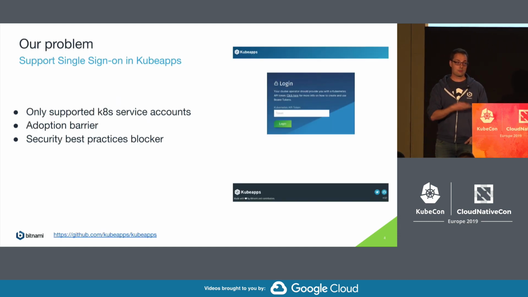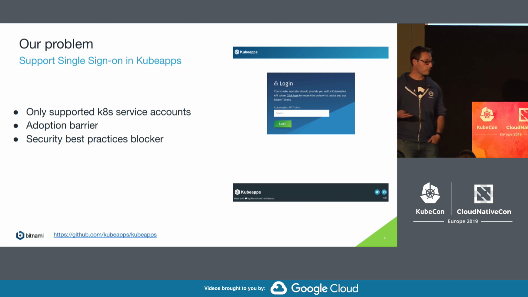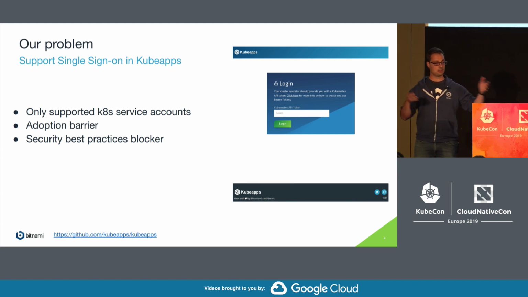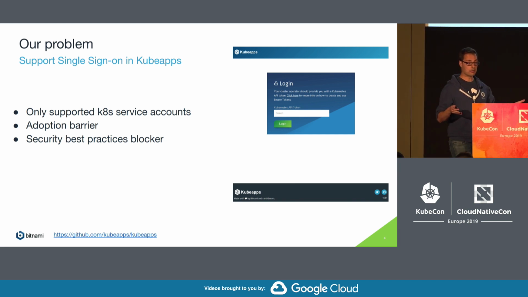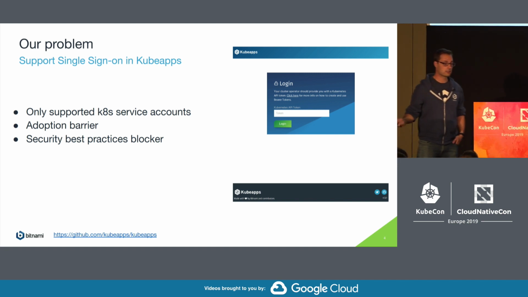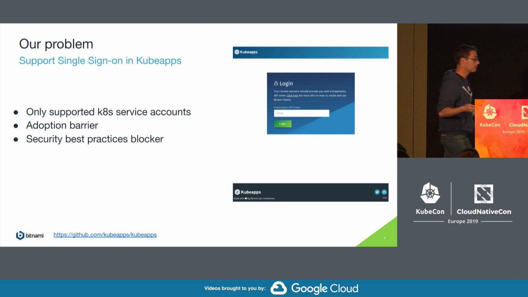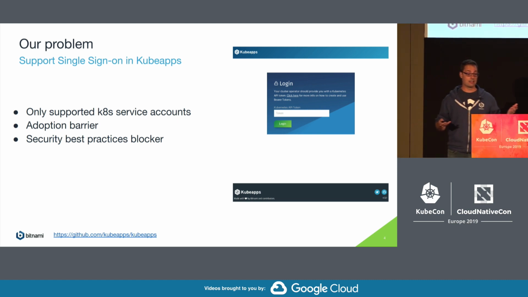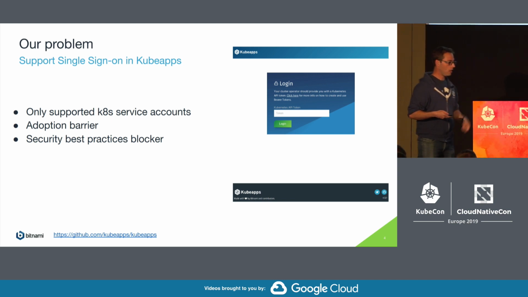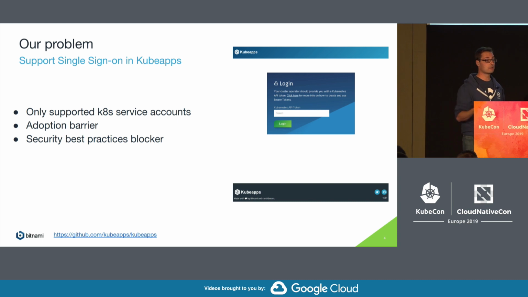So KubeApps is one of the projects I contribute to, and it's an application dashboard for Kubernetes. In other words, it's a web user interface that you install in your cluster, and at that point you can find, browse, install and manage applications there. But the first thing that a user needs to do is to provide their Kubernetes credentials. And by that time, the only way to do that was by providing their Kubernetes service account tokens. And that means that somebody needs to go to the cluster, either the user or a cluster operator, find that token, and provide it. And that was an adoption barrier.